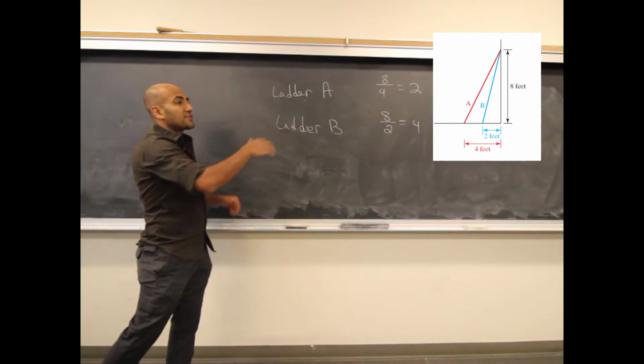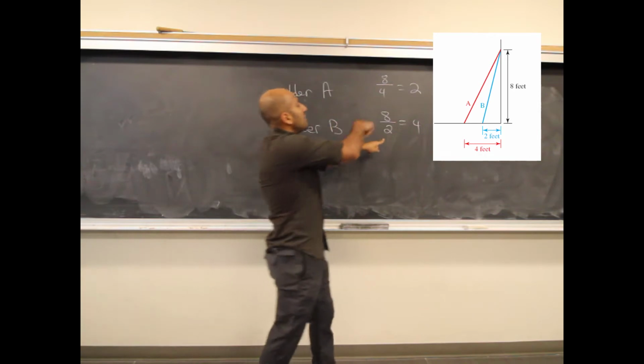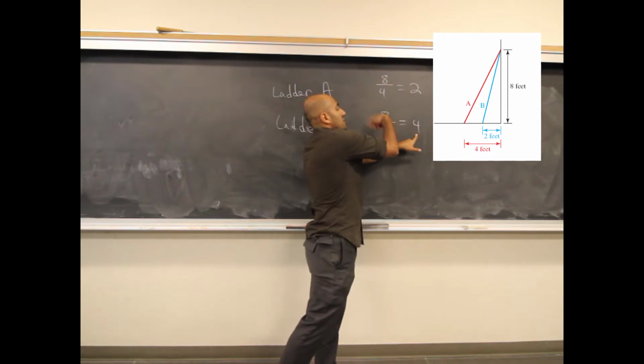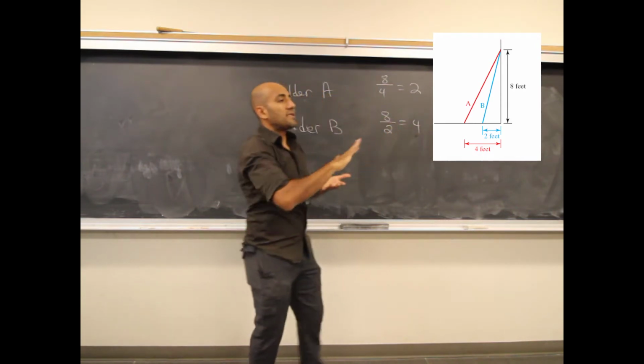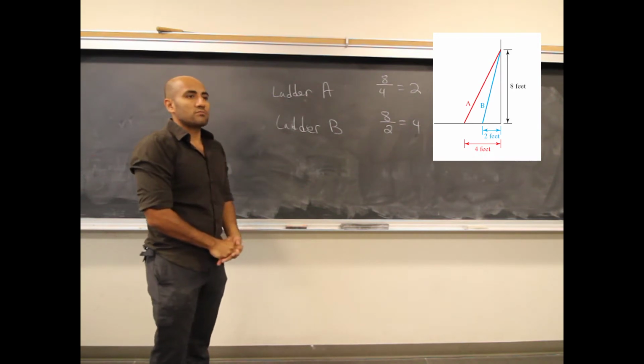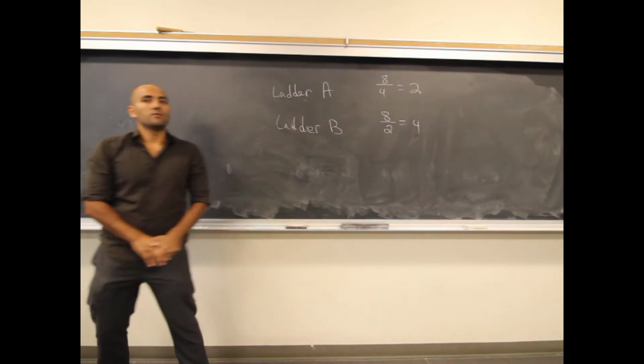Ladder B, as we intuitively saw, is the steeper one, and this ratio also gives you a bigger value. So it confirms that when we have bigger results from this ratio, we get steeper lines, or a steeper ladder in this case. Any questions about that? No?